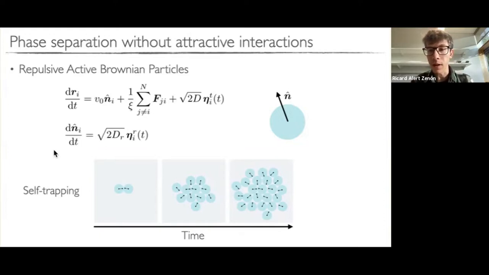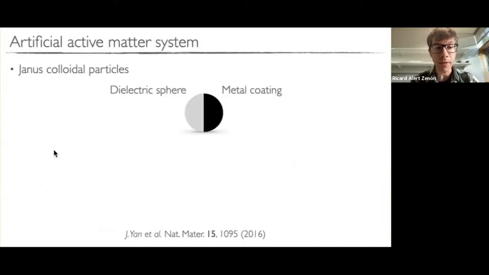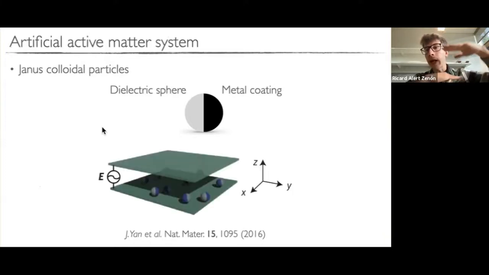And so what we wanted to do was to test this idea in a particular active matter system, which is artificial. It's made of synthetic Janus colloidal particles. And so these particles are made of glass. They are 3 microns in diameter, and they are Janus because they have 2 faces. Our experimental colleagues coat one of the hemispheres in a metal. They use nickel. And then you can take a collection of these Janus colloidal particles and put them in a suspension and between 2 electrodes.